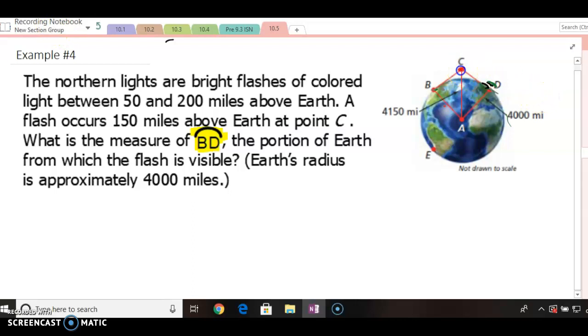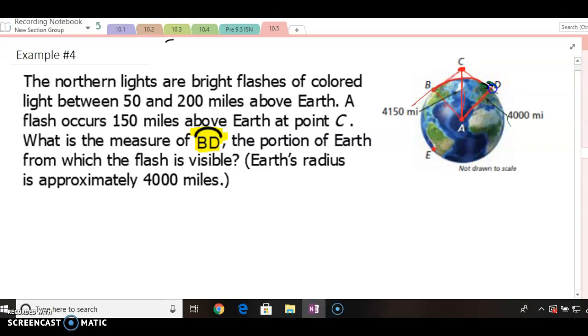So here's where the flash occurs, right here at C. What is the measure of arc BD? So you want to find the measure of this arc here, which is where the flash is visible from. It does tell you the Earth's radius is approximately 4,000 miles. So if the radius is 4,000 and the flash is 150 above, it would make sense that this is 4,150. Now from here, think of this. This is as far as we could see it. So if we look here, we'd be looking on the other side. If we look here, we're looking up.